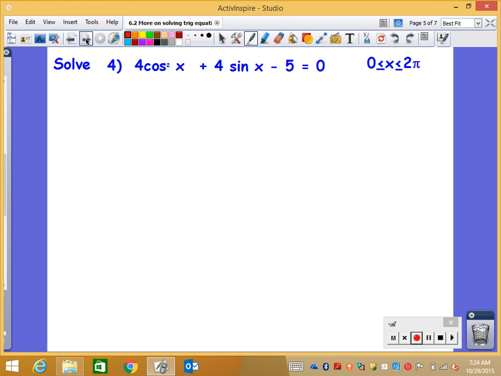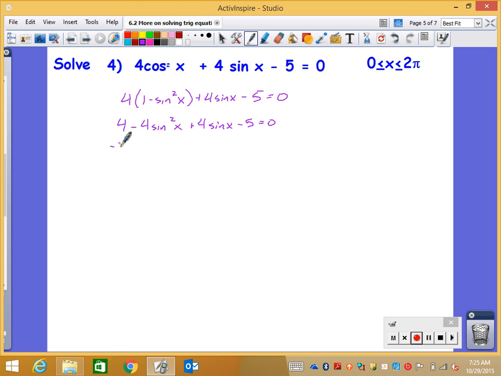And then the last one, which just looks like so much fun: 4 cosine squared x plus 4 sine x minus 5 equals 0. Now you may think right off the bat, hey, can I just factor it? No, I cannot, because I have a cosine squared in the first part and a sine in the second part. But I'm going to use the Pythagorean identity here to say, hey, this is 4 times 1 minus sine squared x, plus 4 sine x minus 5 equals 0. And now let's distribute. I get 4 minus 4 sine squared x, plus 4 sine x minus 5 equals 0.